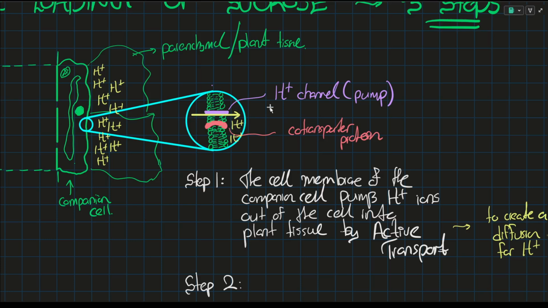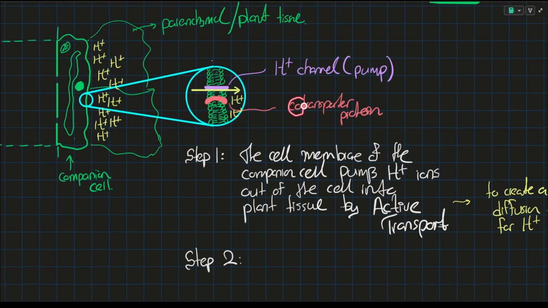But why is this known as a co-transporter? Co means 2. So this protein is able to move 2 substances at once. The first thing now we know it's H plus. What's the other thing? In plant parenchymal tissue, what's the other thing we have? We have tons of sucrose.